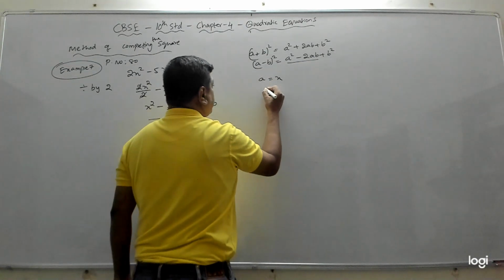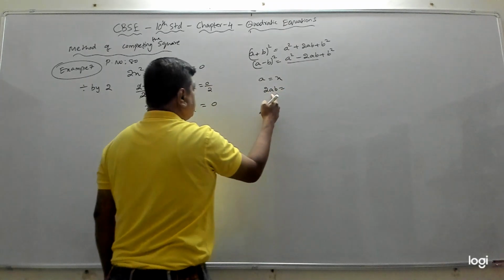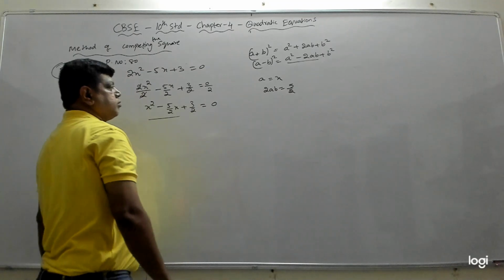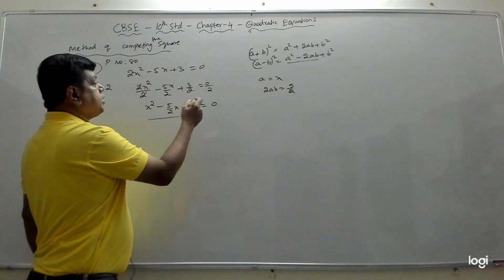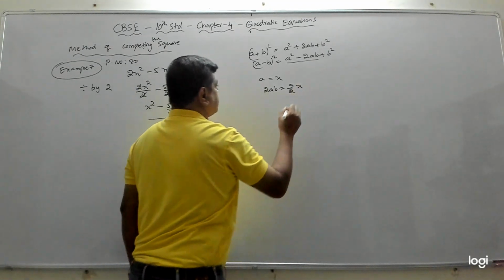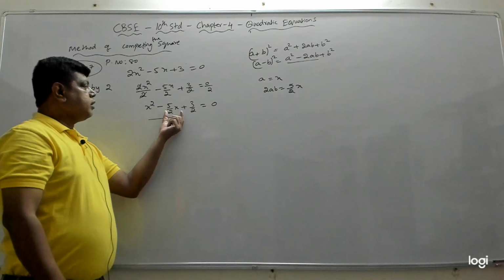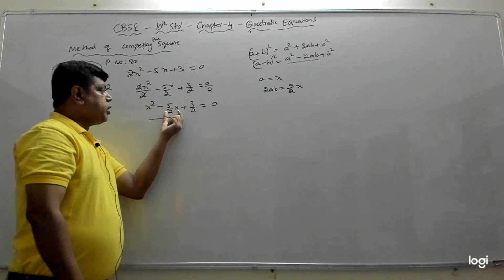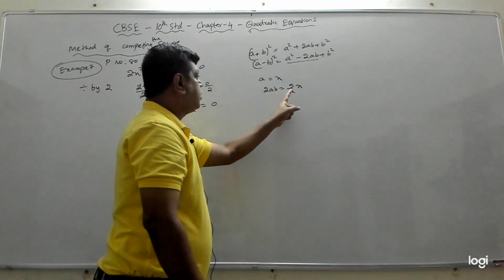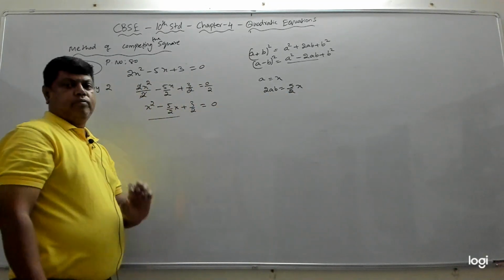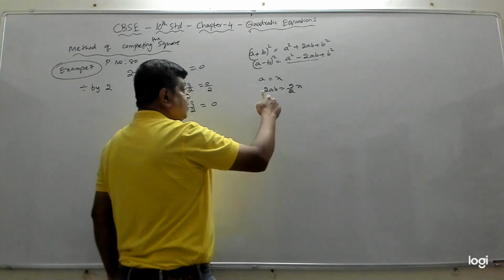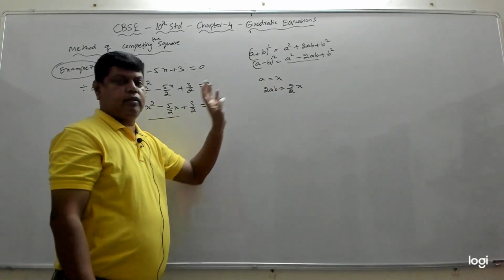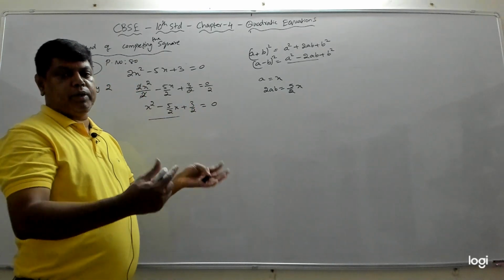Now we'll write that 2ab is equal to 5 by 2x. What is 2ab? In the place of 2ab, what do I have? This is your a square, minus this is 2ab. So 2ab is 5 by 2x. Now we need to find the value of b from here. You need to find b because a we know, a is x.